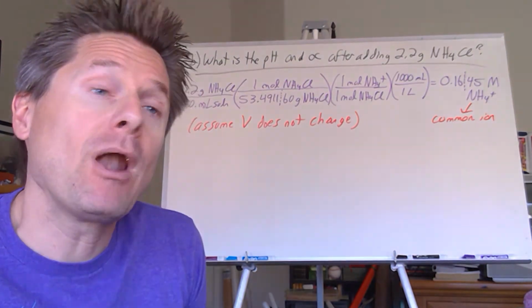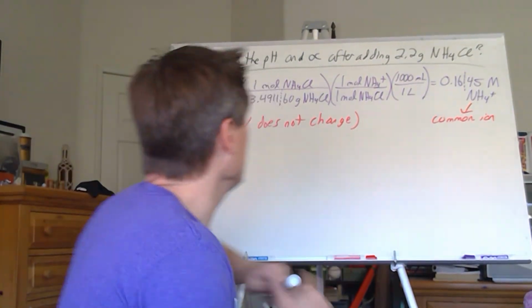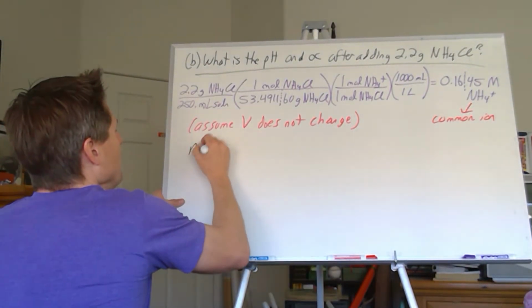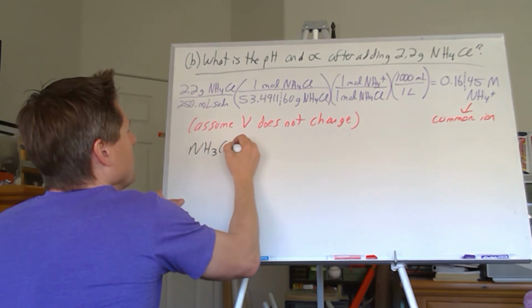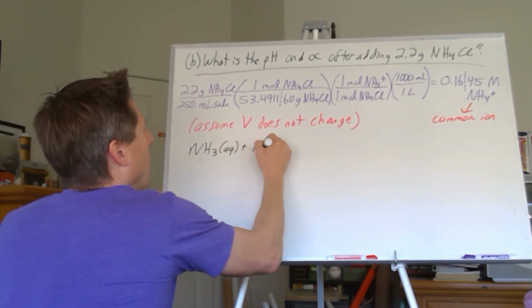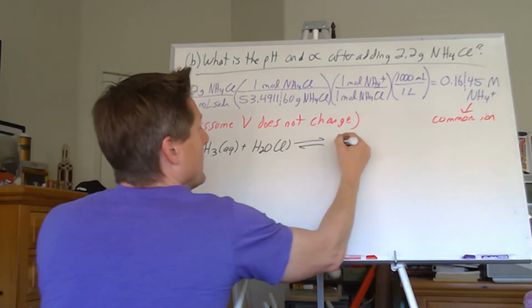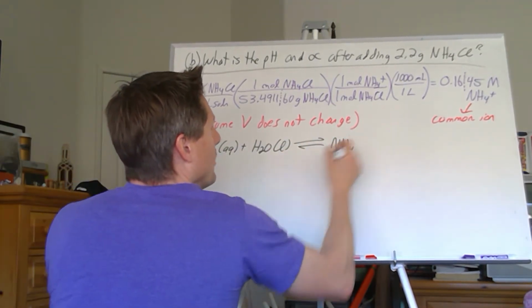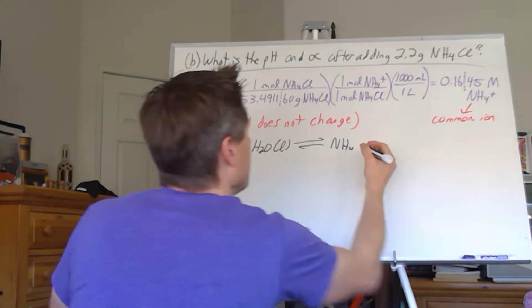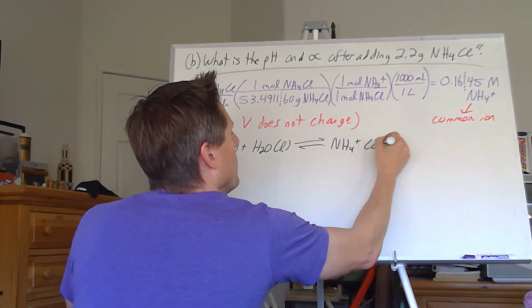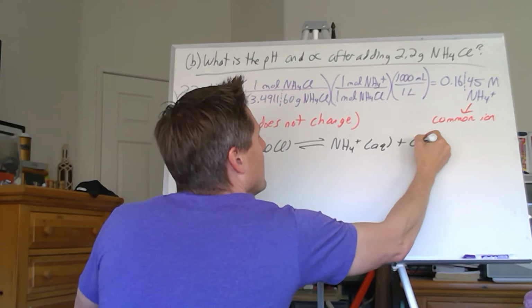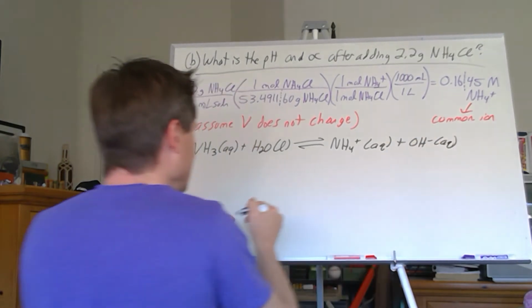So let's set up our ICE table now. So here's our equilibrium. Same thing as before. So we got the NH3. You've got the water. No different. That's going to take it away to form the NH4. I'm going to switch these around real quick. Now, I'll keep it the same. The NH4 plus, the OH minus.